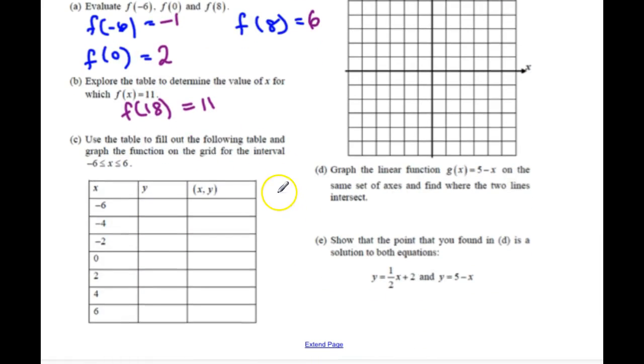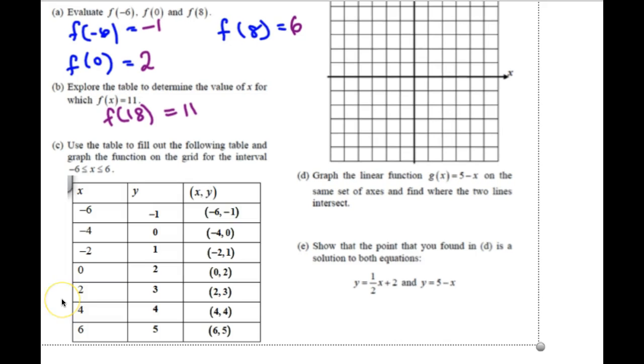What I'm going to do is have you pause the video and fill this out for me. I need this table completely filled out. So go ahead, pause the video, use your calculator, use your table up and down, and fill that out for me. Chance to do this on your own.